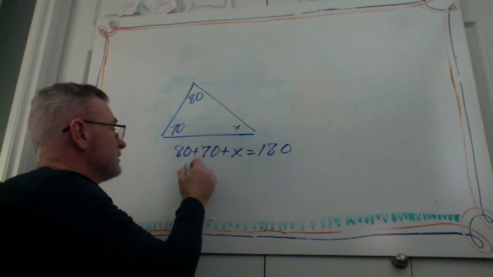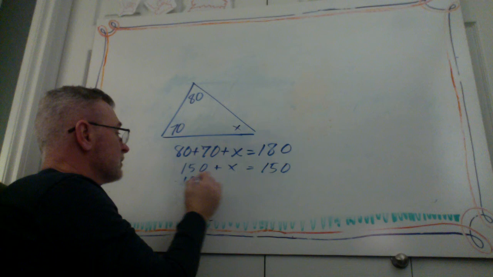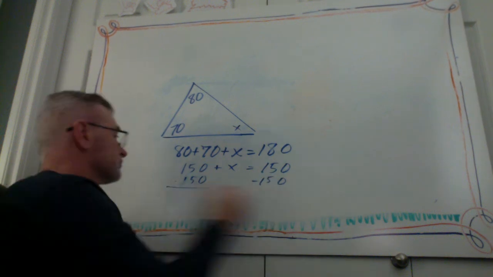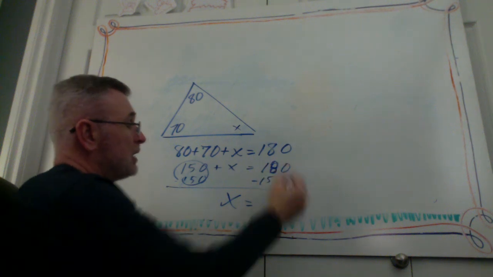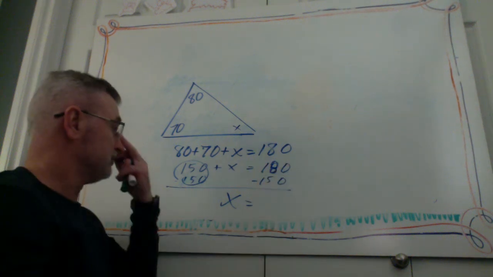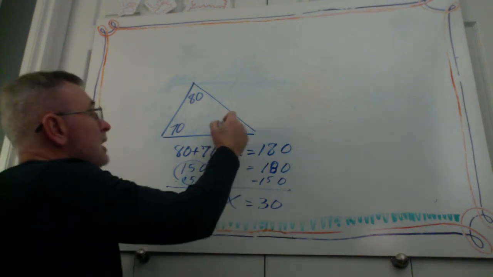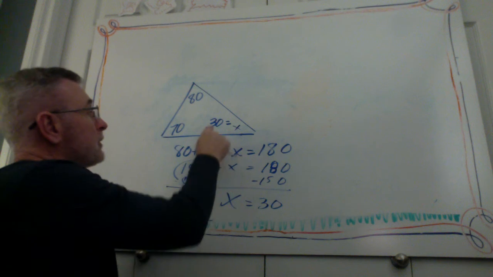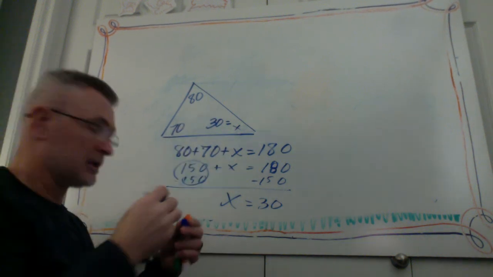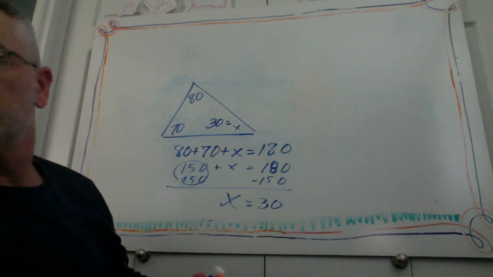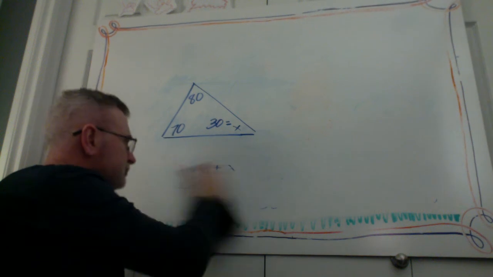So this is 150 plus x equals 180. I'm going to subtract 150 from each side. Whoops, that was still 180 over there. And oh, it's 30 degrees. Does that make sense? Well, if I put this 30 here, 30 plus 70 is 100, plus 80 is 180. Sounds good.